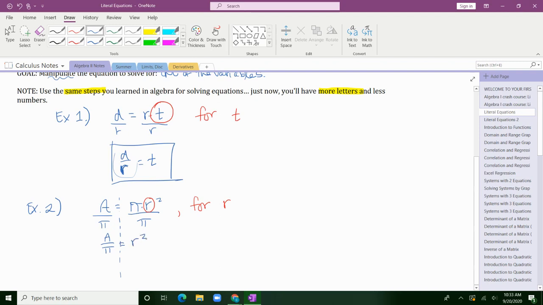Now, to get r alone, if it's squared, the inverse operation is to square root, and that's going to cancel. And then we're just left with r. So this one was just one more step than the previous one. Square root of A over pi.